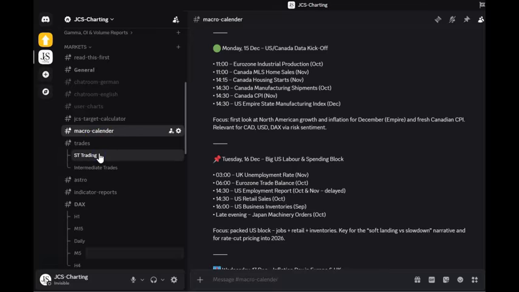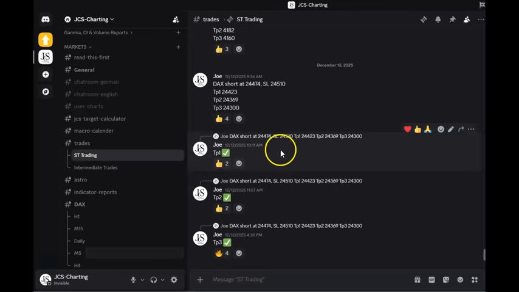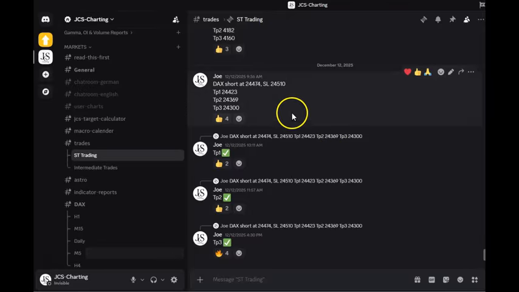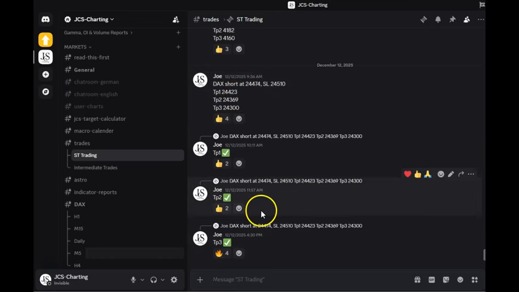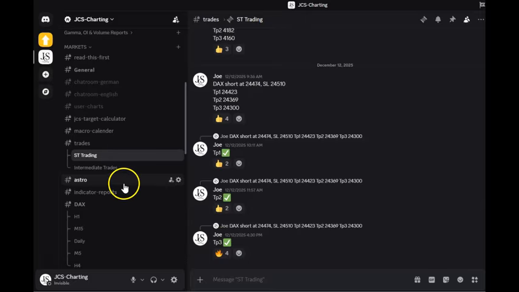My trades: short-term trades, intermediate trades. This was your short-term setup from the DAX last week. On Friday, we had a nice short setup, which hit all TPs into the session.